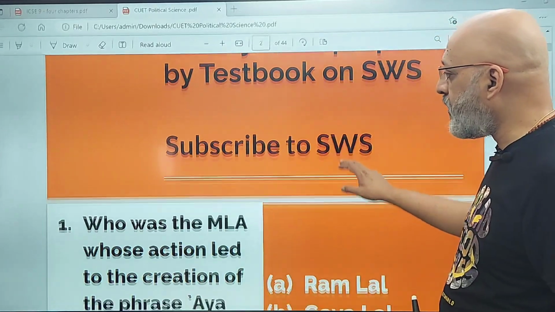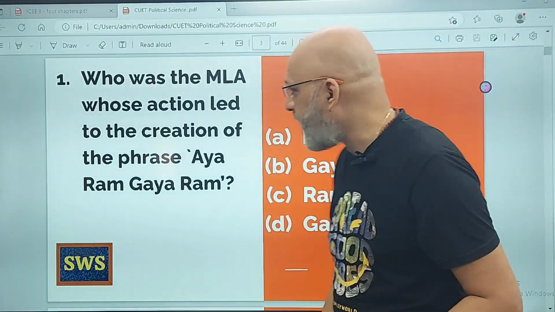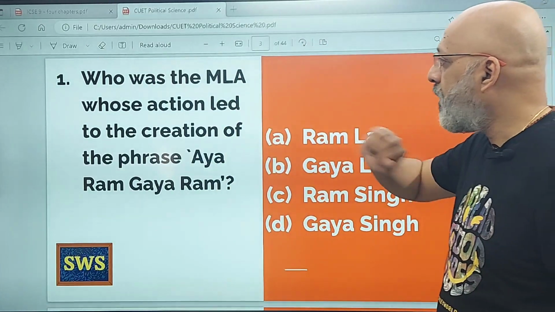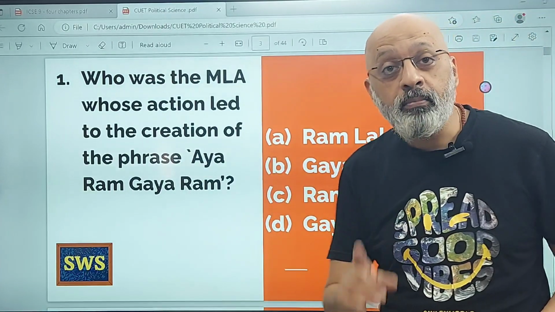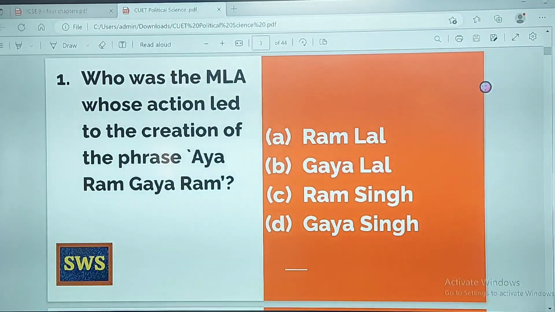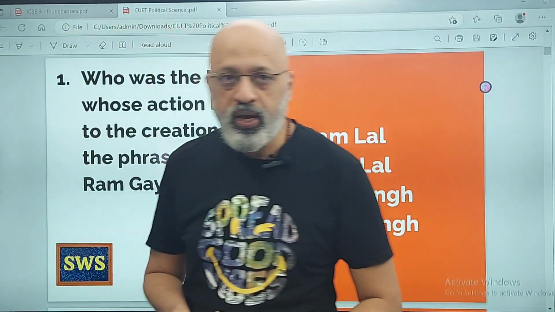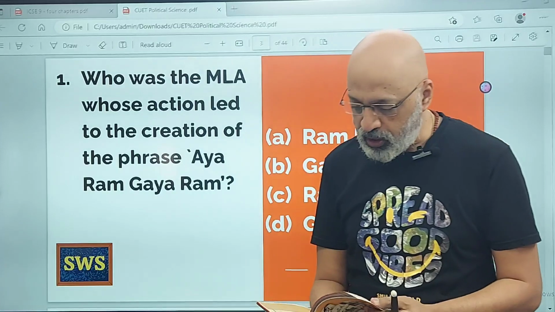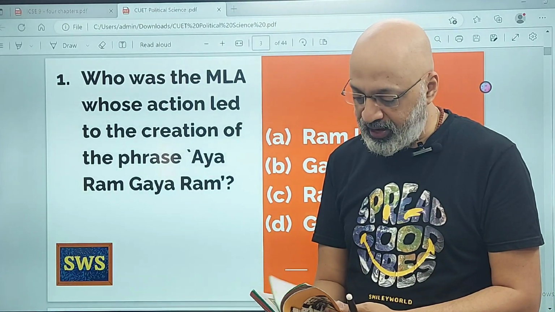So let's get started with this particular MCQ test on political science. Who was the MLA whose action led to the creation of the phrase Ayaram Gayaram? Have you heard about this phrase Ayaram Gayaram? What exactly does it mean? Basically, I should go to your NCERT textbook. I hope you have this particular textbook. In my edition, it is page number 91.